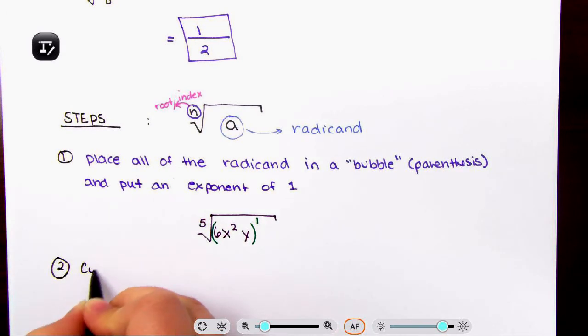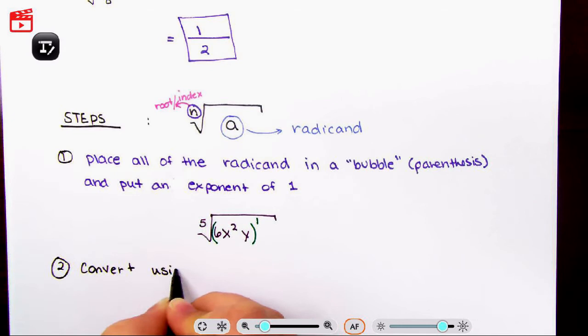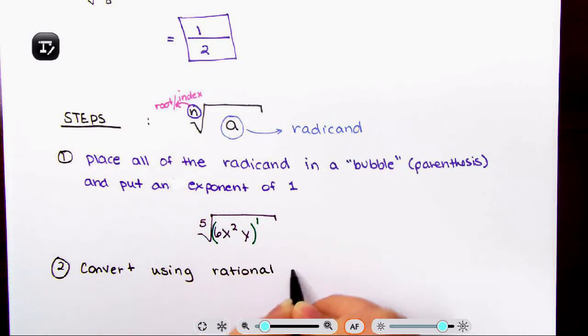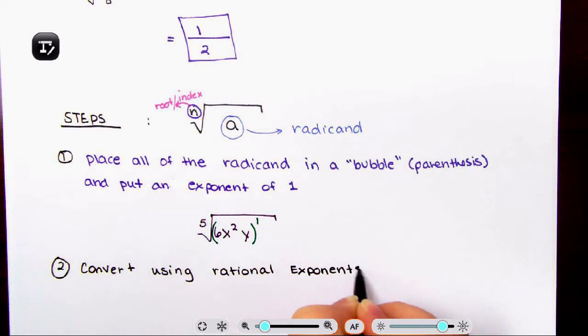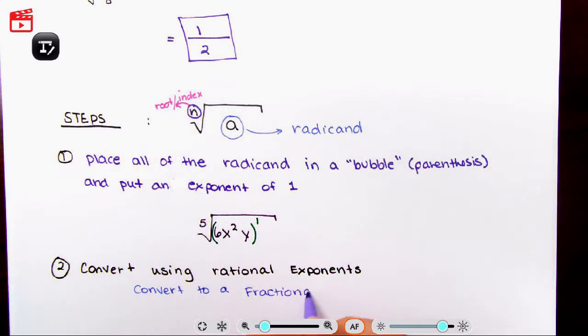Step number 2 is you're going to rewrite or convert using rational exponents. And what this means is you're going to convert to a fractional exponent.